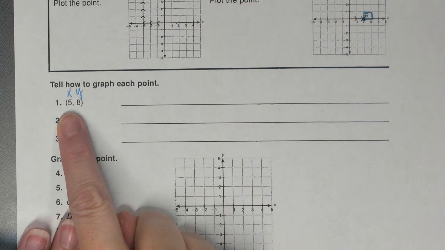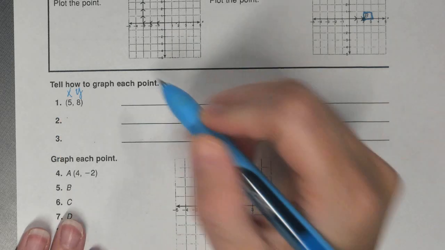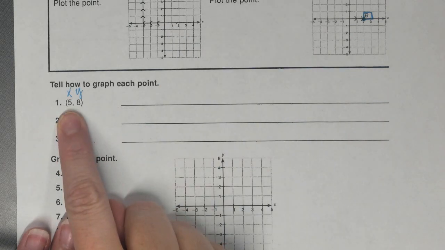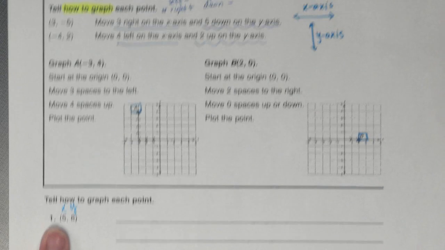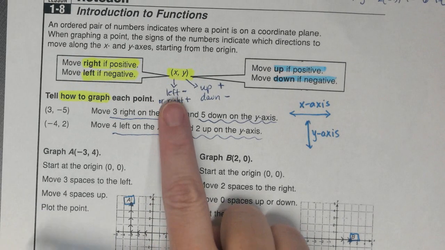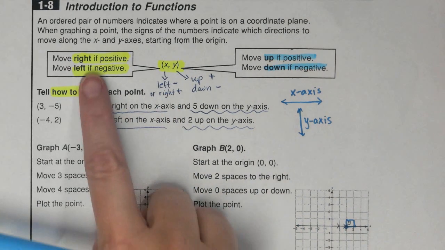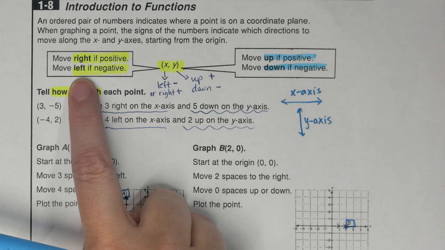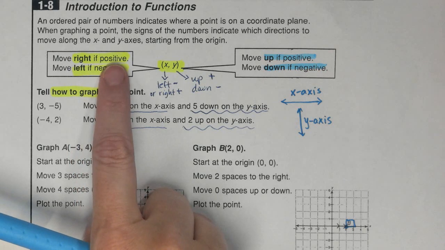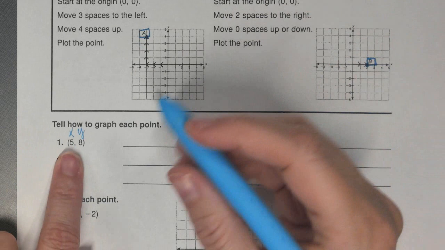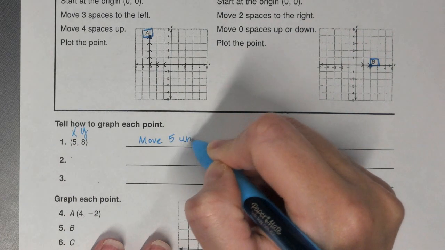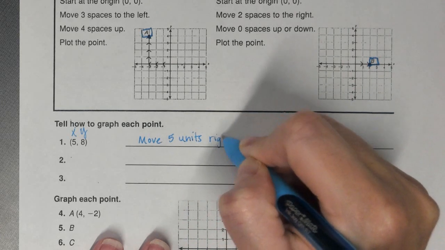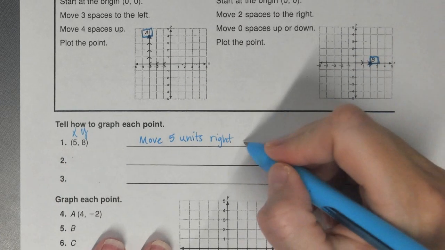And then, Ryan, can you tell me, for the X, where's that going to move? If X is +5, do you know where we're moving? Okay, so let's look back up here. If X is 5, remember, X is left or right. Is the 5 positive or negative? Positive. So if it's the X, you're going to the right. So we're going to start with move 5 units right. Okay, so that's the X.